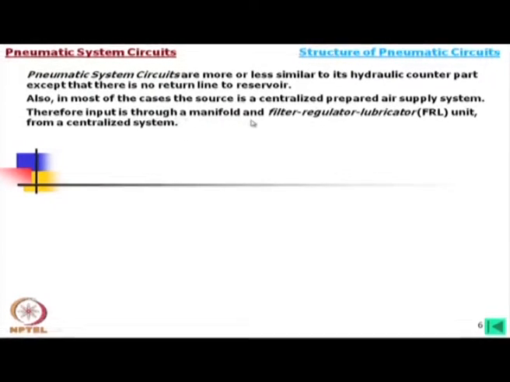Therefore, input is through a manifold. Normally, you will find there are many manifolds fitted at a certain distance, which have a filter, regulator and lubricator unit, which I have shown. It is very popularly known as an FRL unit.